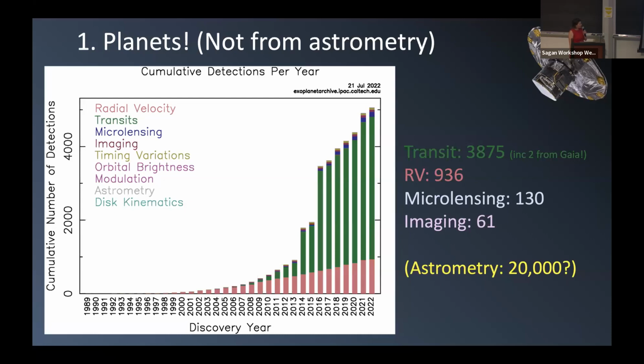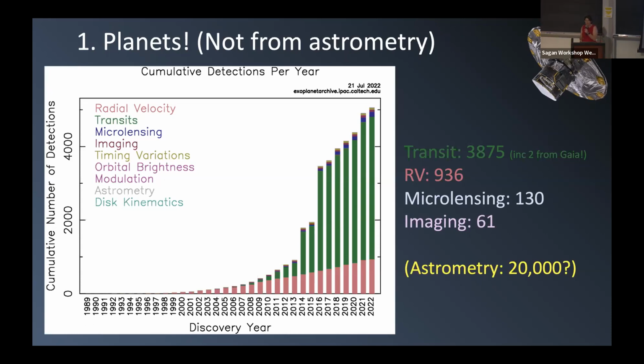Microlensing, which we're not going to talk about, has found about 130. That's a different Sagan workshop. Go look that up on YouTube. That was great, but we're not going to talk about it here. And imaging, again, not really going to talk about it because there's going to be a bunch on that on Thursday. And then, so far we found just over 5,000 planets.